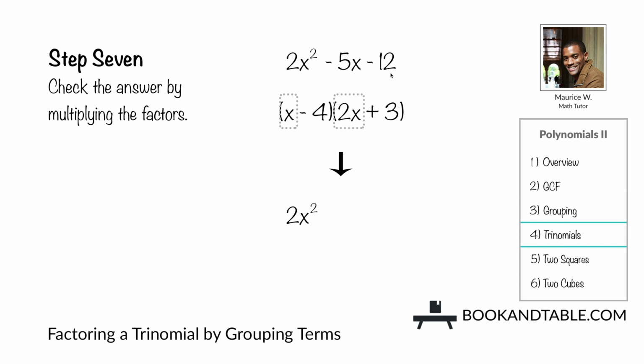When we multiply the factors, we get x times 2x, which is 2x squared. X times 3 is 3x. Negative 4 times 2x is negative 8x. 3x minus 8x is negative 5x. And negative 4 times positive 3 is negative 12. So since our final polynomial matches our original polynomial, that confirms that we found the correct factors, x minus 4 and 2x plus 3.